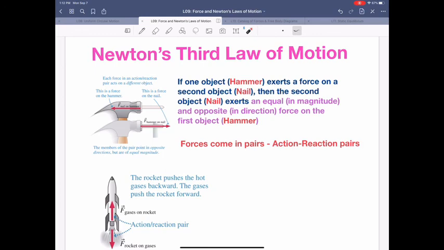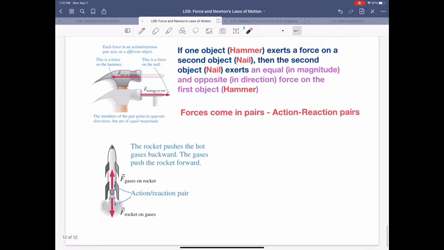Another way to state it is that forces always come in pairs. It's always an interaction between two objects. If one object exerts a force on another object, then the other object exerts an equal and opposite force on the first object. And these pairs of forces are called action-reaction pairs.